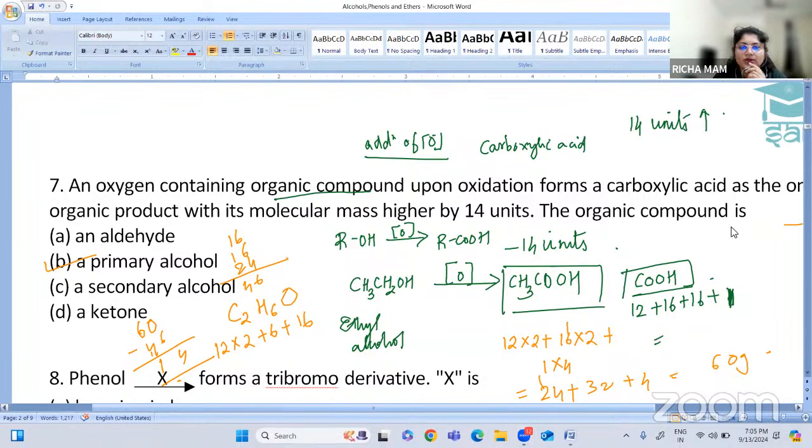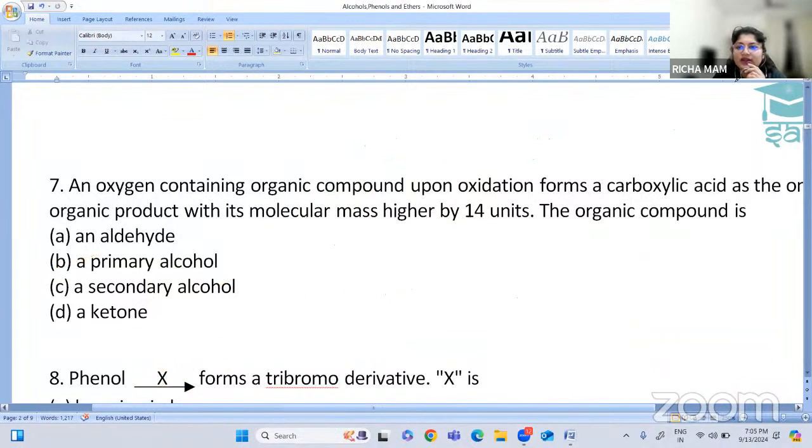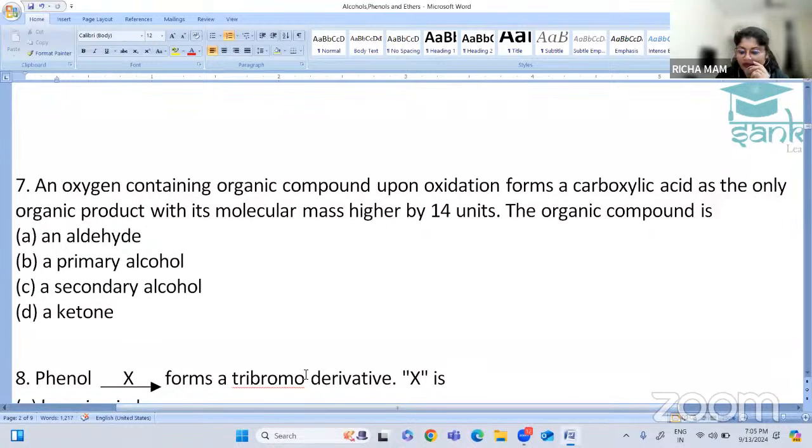Okay, so here once more I'll repeat. What is the question? An organic compound is there, and that organic compound contains oxygen. When you do oxidation on that organic compound, you get a carboxylic acid. Remember that whenever you have a primary alcohol and you do oxidation, you get a compound with one carbon extra, a higher molecular mass.